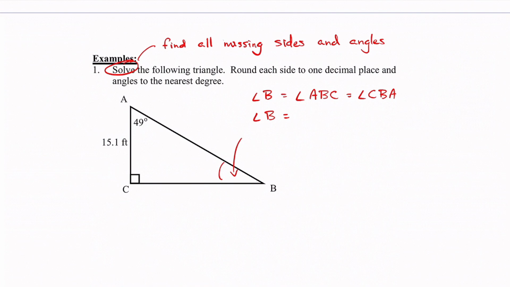So if I wanted to find that angle, we have to know a property about triangles. We have to know how many degrees are inside of a triangle. I can see this is 90, so we already have more than 90.